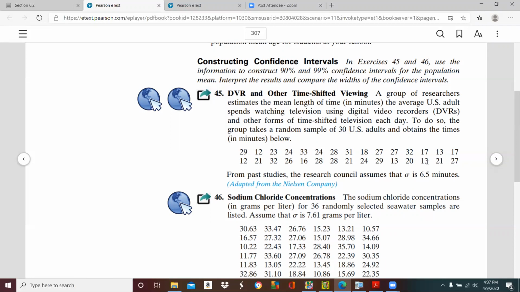Now, what is this particular study? It says a group of researchers estimates the mean length of time the average US adult spends watching television using DVRs and other forms of time-shifted television. All right, so this is in minutes. So 30 US adults are selected randomly, and these are the times for each of the 30 adults that state the time they spend watching TV using DVRs. All right, so these are in minutes. So what do you do? You enter it into your calculator.